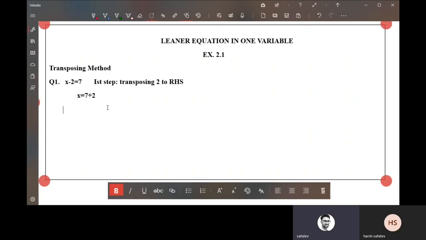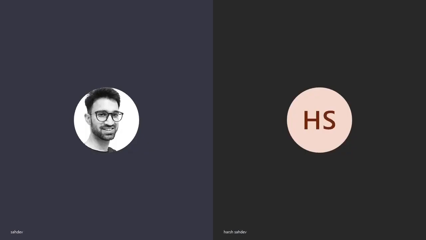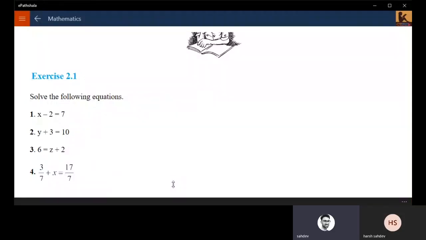Okay. Now next, the answer will be x equals to 7 plus 2, that is 9. Hence this is our answer. Let's check the next question, that is y plus 3 equals to 10. This also you can do easily.